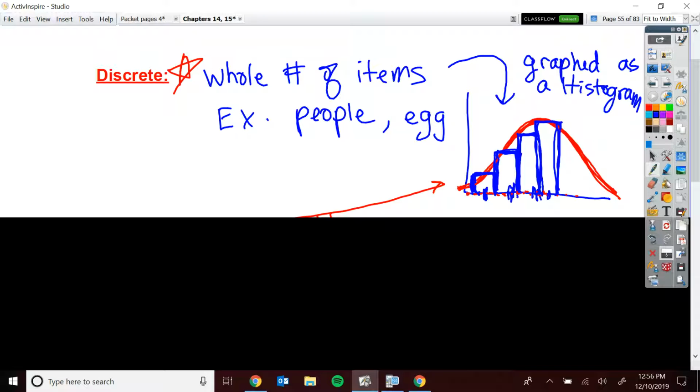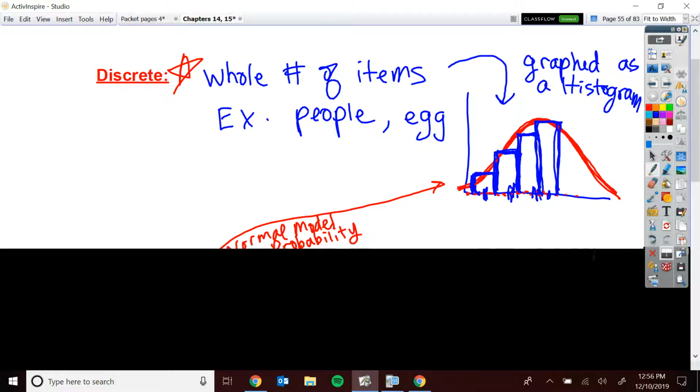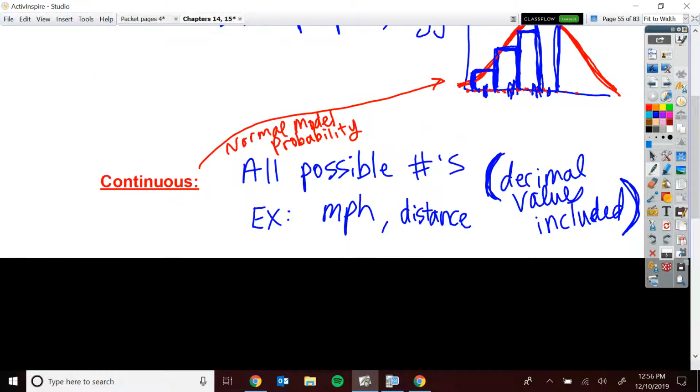You have 3 items, so the probability of 3, and so on. But what do you see I have superimposed on top of it? It looks like the normal model. Normal model probabilities are continuous, not discrete. That's because they're all possible numbers, like they can even be decimal values. Miles per hour, the average miles per hour, could be like 23.4, 23.44, 23.45. It can be all of these little in-between amounts. So you have all of these in-between sections, not just those whole number bar lines of a histogram.